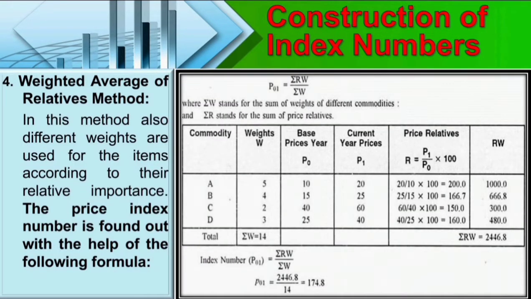Construction of index numbers. Number 4. Weighted average of relatives method. In this method, also different weights are used for the items according to their relative importance. The price index number is found out with the help of the following formula.